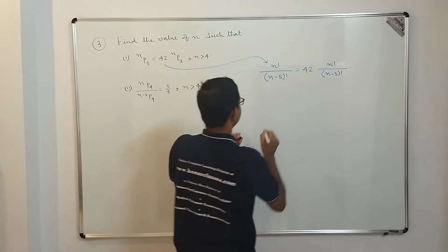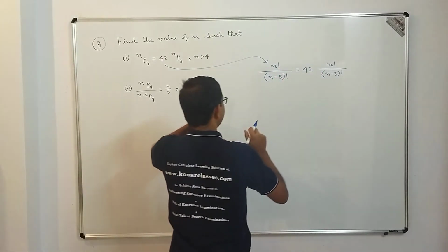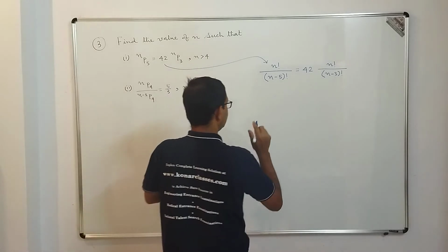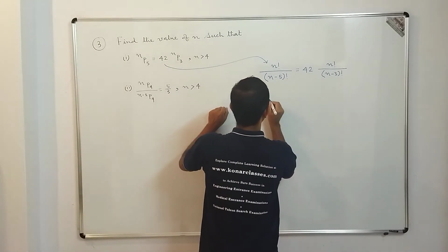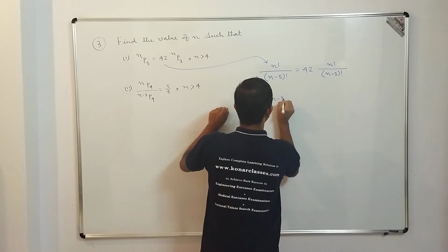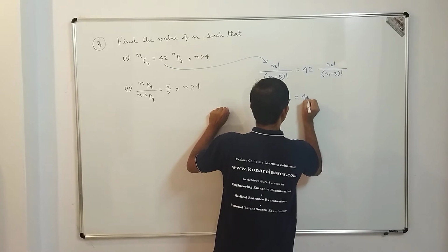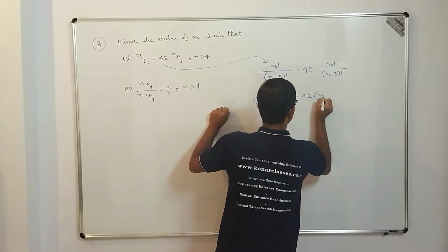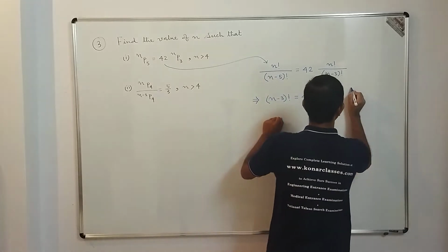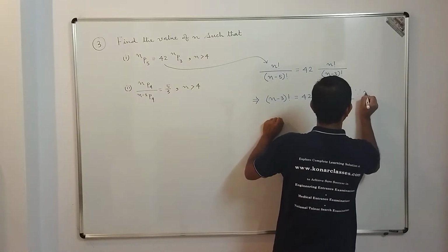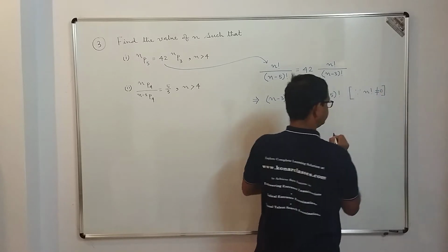Now let's proceed here. Now we can cancel factorial n in both the left and right hand side because factorial n is not equal to 0. So what we are going to get here, dear students, is that n minus 3 factorial in the left hand side, that is equal to 42 into n minus 5 factorial in the right hand side, since n factorial is not equal to 0.